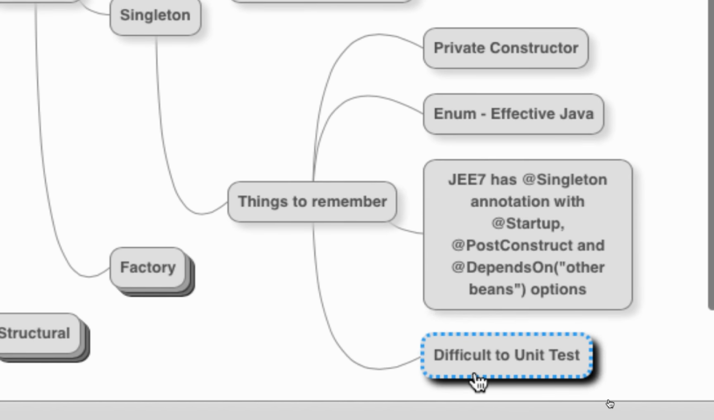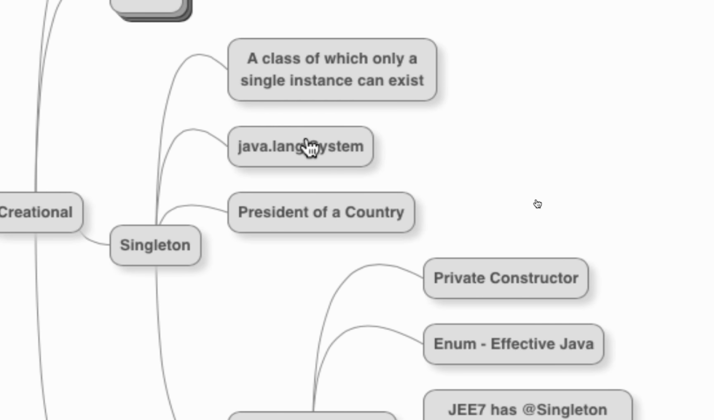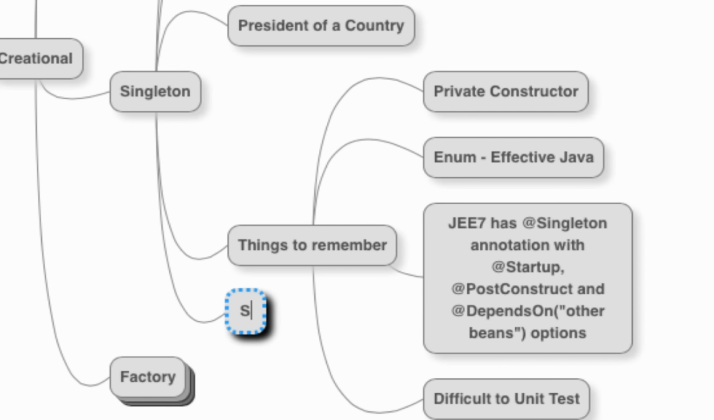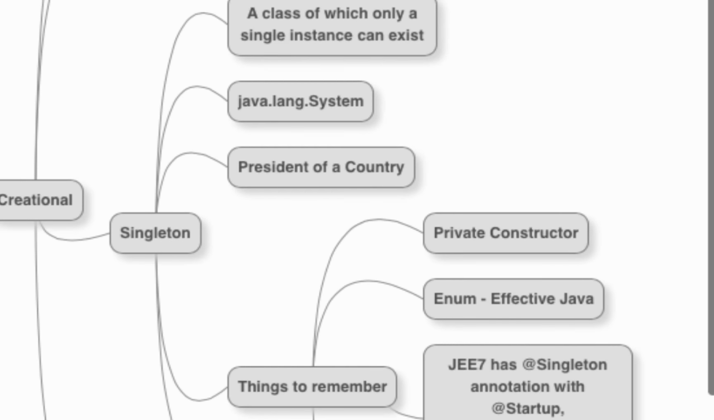And also, singleton objects should be avoided as much as possible because they make code very difficult to unit test. So if you use singletons, then your code becomes very difficult to unit test. So you should try and avoid singletons as much as possible. Another good place where you have singletons is Spring. In Spring, almost all the beans that you create are singleton by default. So that's very good to know. So there you go.